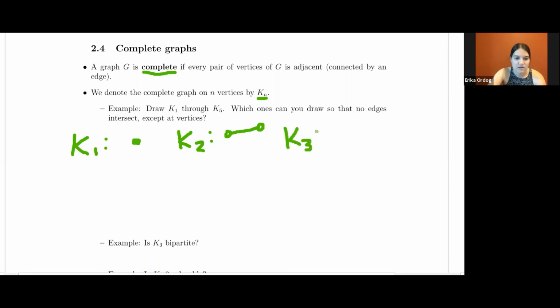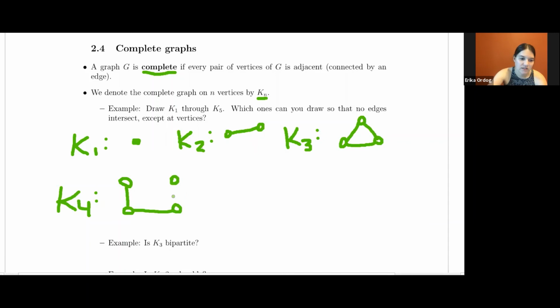Then for K3, drawing our three vertices, and each pair needs to be adjacent, so that will look like a triangle. Next is K4. We're able to draw this so that none of the edges intersect. So we'll have our four vertices. You can start by drawing a square. That's planar, meaning none of the edges are intersecting.